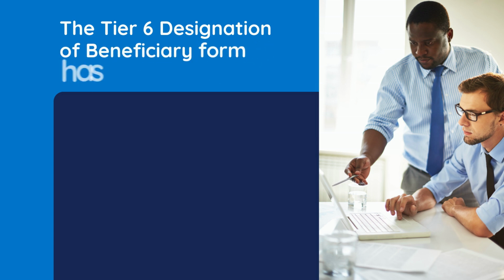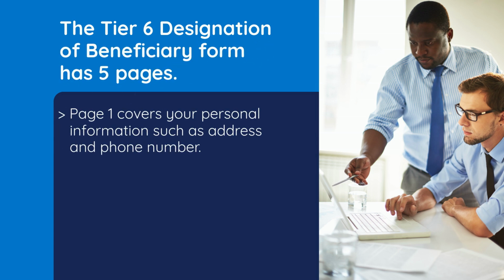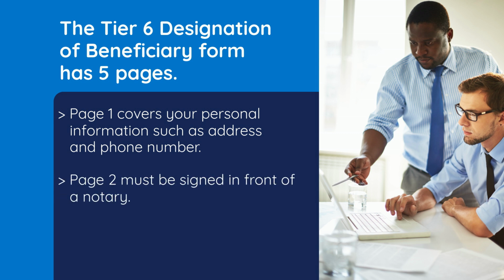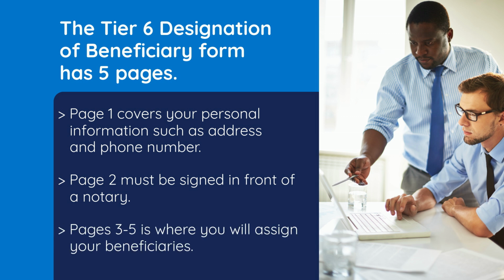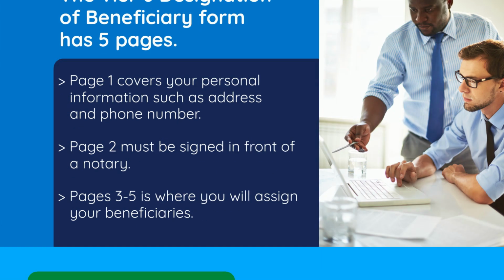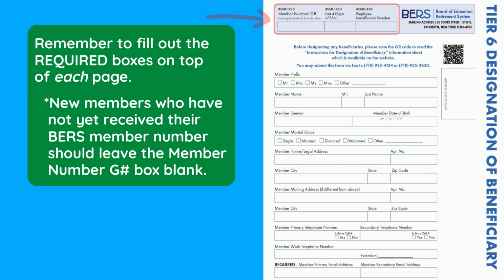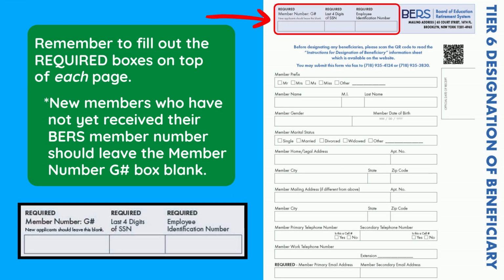So let's get started. The Tier 6 Designation of Beneficiary form has 5 pages. On page 1, you will need to enter your personal information. On page 2 is where the form will be notarized. And on page 3 is where you will list your beneficiary's information. Remember, the required box at the top of each page must be filled out.